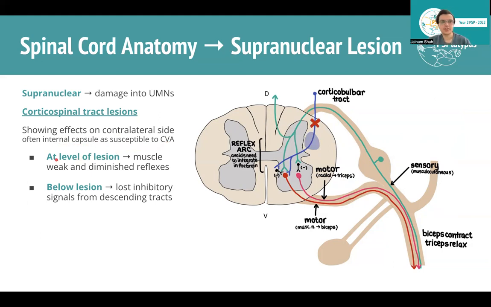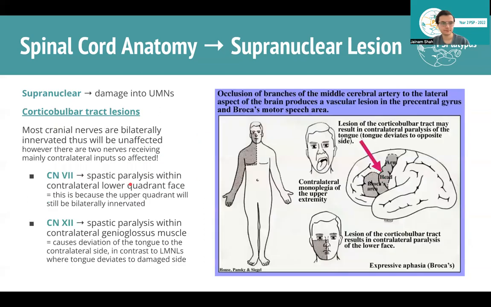So at the level of the lesion, you'll have muscles becoming weak and low reflexes. And then below the level of the lesion, you will have the same thing as what we saw in the Brown-Séquard syndrome, lost inhibitory signals from descending tracts. So you get that spastic paralysis.